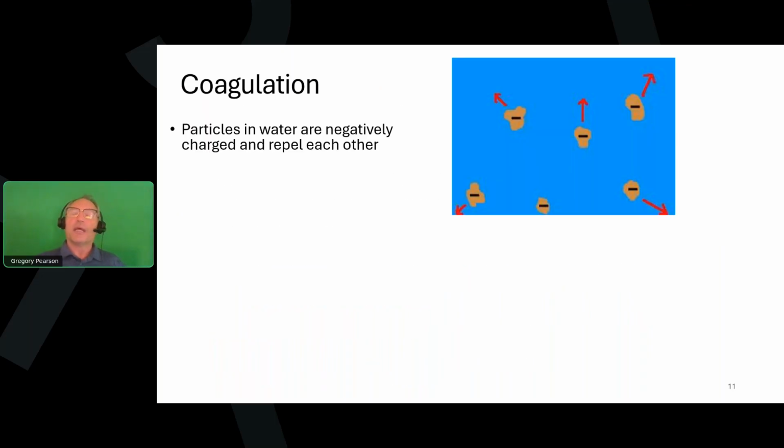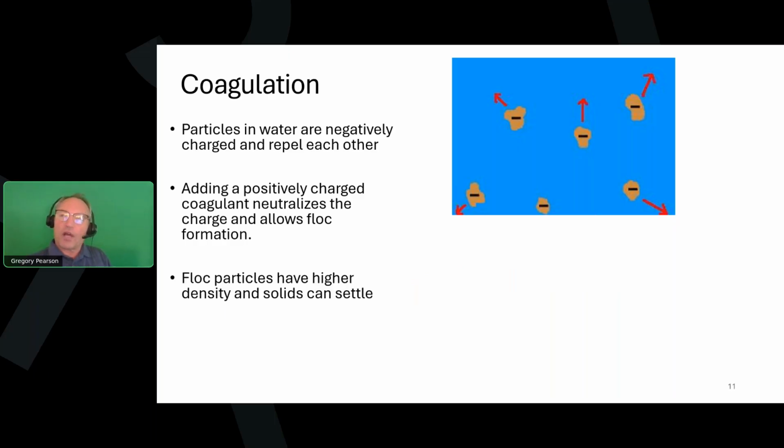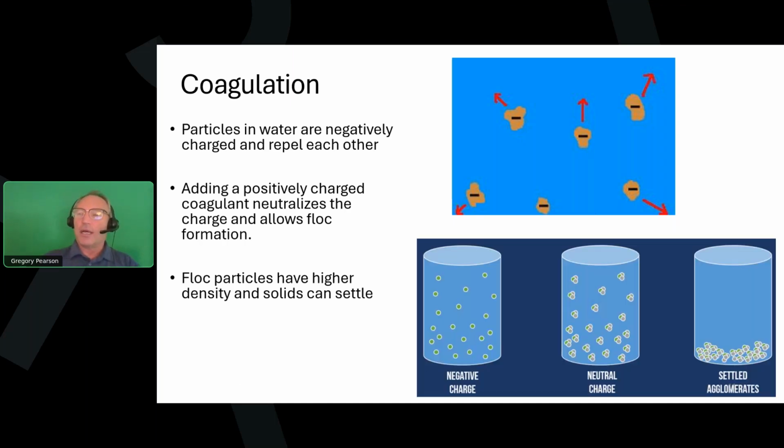Some of the ways that we can use it. In coagulation, we're going to need to add a positively charged coagulant, because not only are these particles very small and they don't want to settle because of their size and their surface area to volume ratio, but they're also negatively charged and they're repelling each other. So we add a positively charged coagulant such as alum, and that allows us to begin flocculation, which is the clumping together of these particles. And the floc particles are going to be larger and have a greater density to allow them to settle.